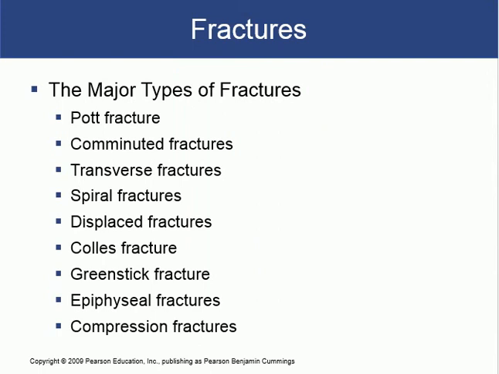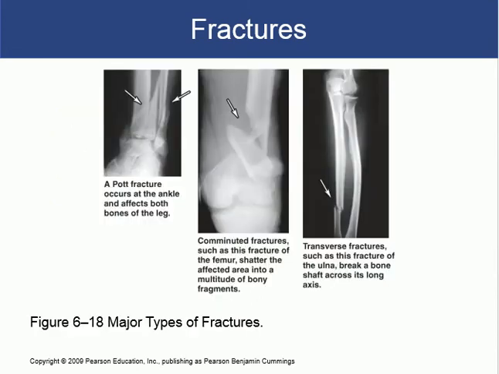Now fractures. Fractures can be any one of these fractures, and there are a couple of things that we need to know about each one of these types of fractures. Okay? Not all the details, just let's understand from the pictures. Pot fracture. What's the pot fracture? Fracture in the ankle, both bones. That's what we need to know.